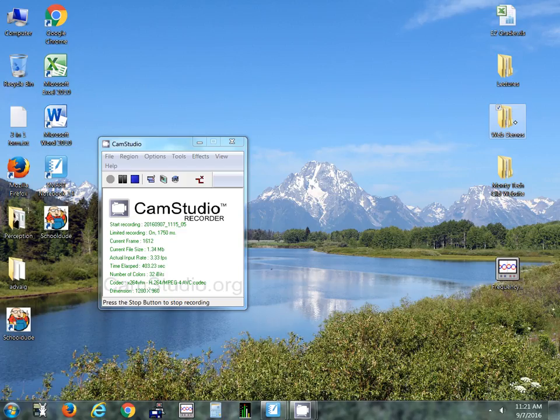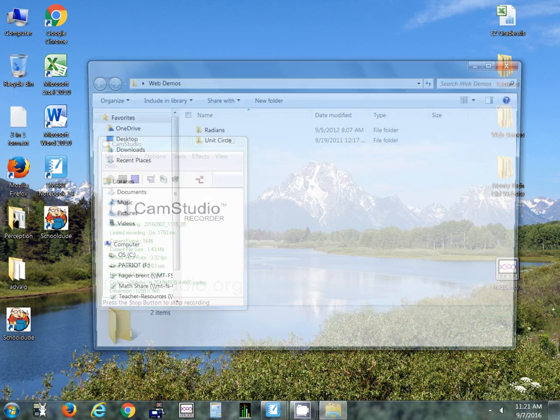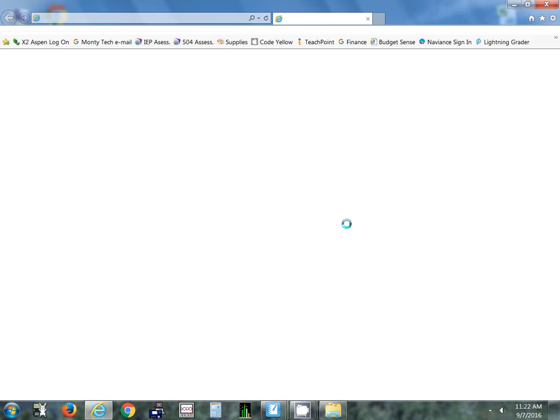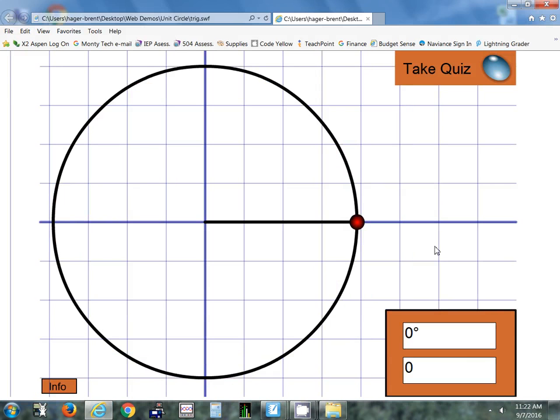Okay, so what I'm going to bring up from my computer is this. Basically, this is a unit circle, which I might mention a little bit later today, and we're going to spend a little bit of time studying it next week.